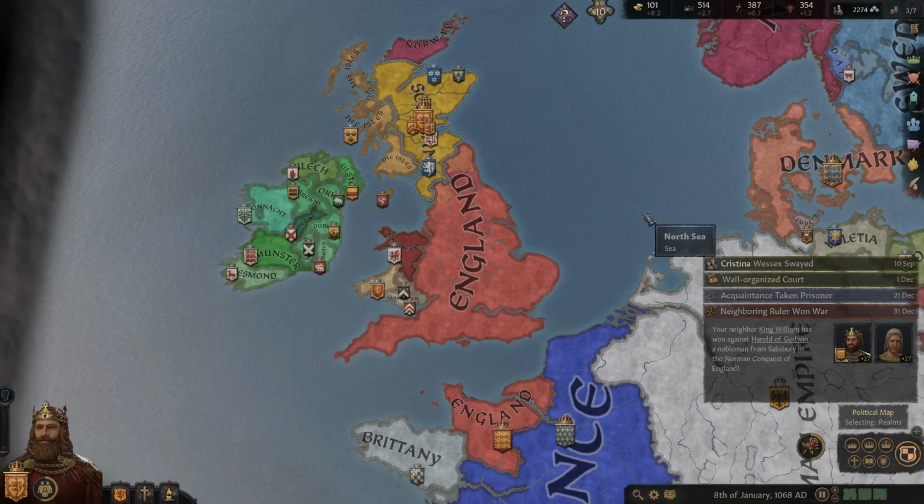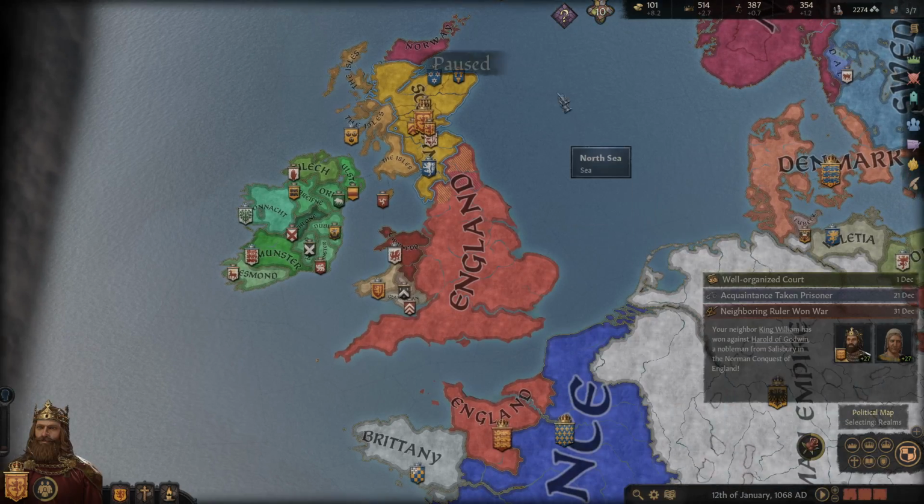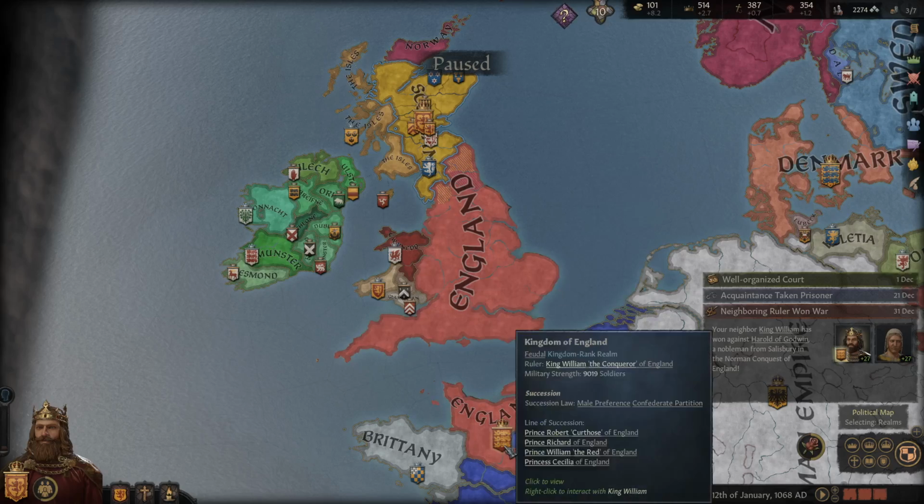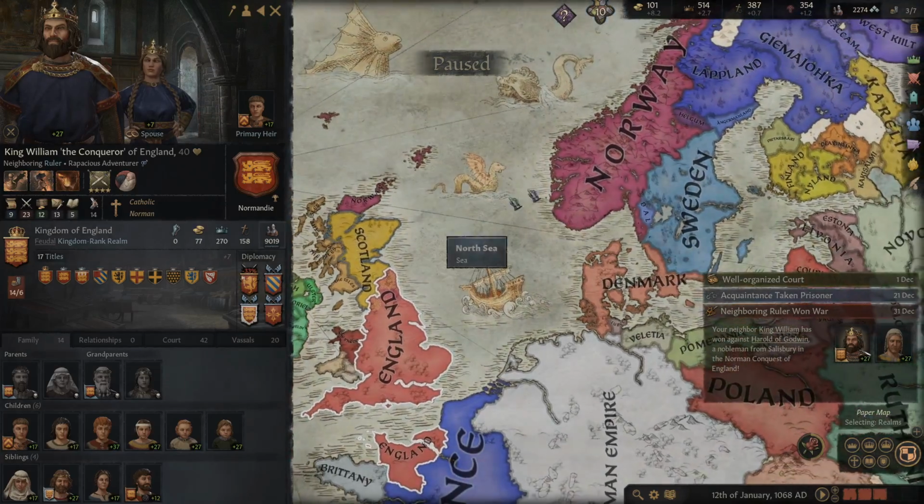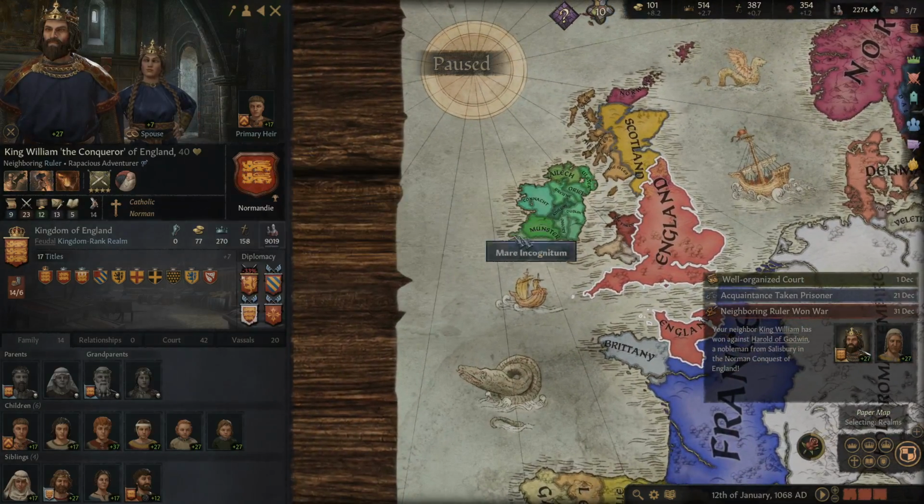Neighbor ruler won war. Your neighbor, King William, has won against Harold of Godwin. So, we've got the big old Kingdom of England now, who's now at war with Norway. We'll see how that goes. He's probably going to win.